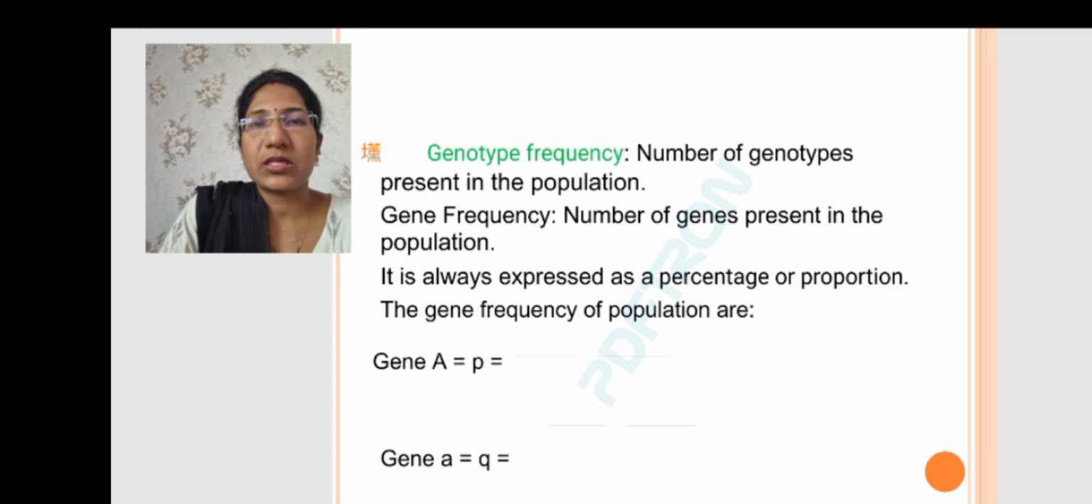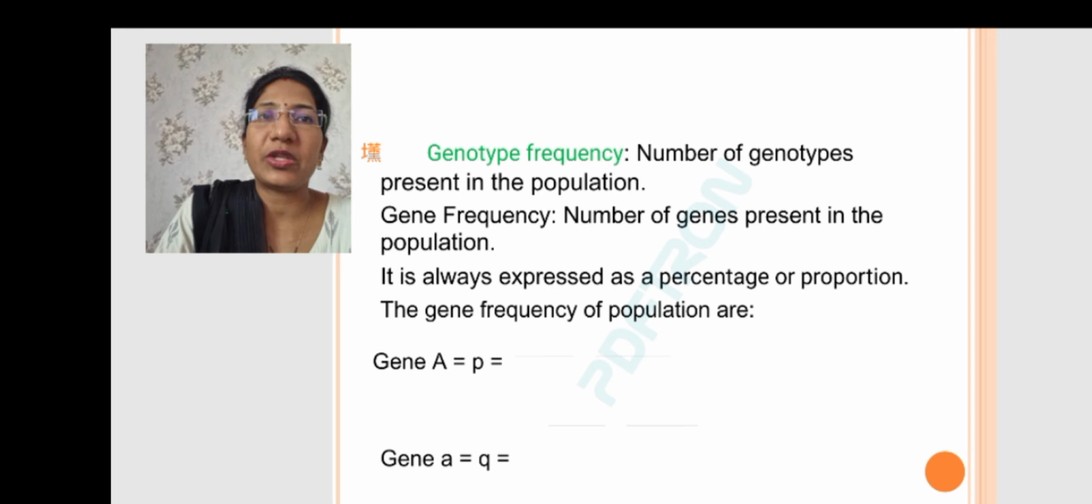Then the third part of the topic is genotype and gene frequency. Genotype frequency means the number of genotypes present in the population, and there is another terminology, gene frequency. We have already covered genotype frequency and gene frequency in our practical session, and there are different problems on the basis of them, but here is some theoretical part. Gene frequency is just like genotype frequency; you only remove the word genotype and place gene. That means the number of genes present in the population, and gene frequency is always expressed as a percentage or proportion.